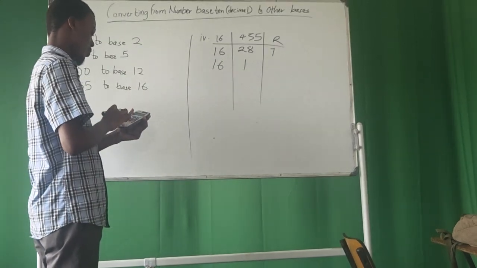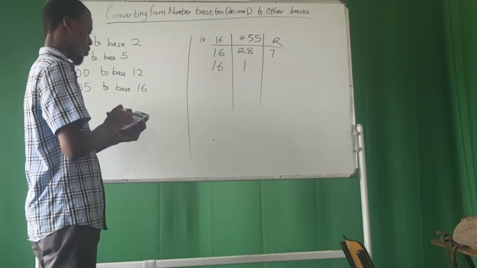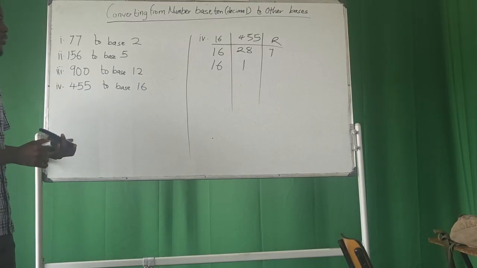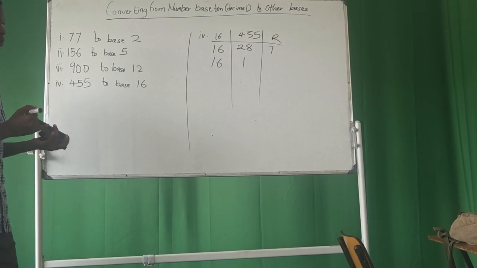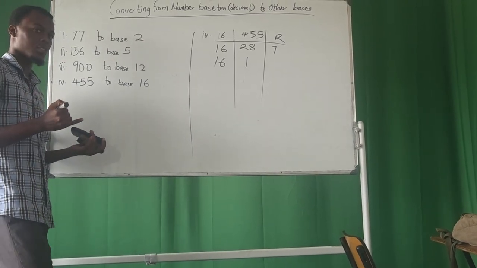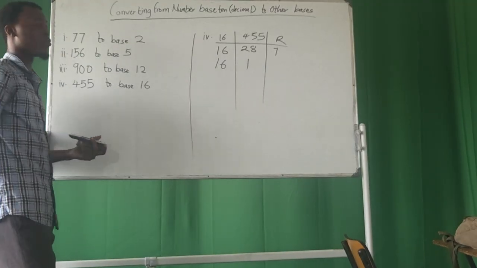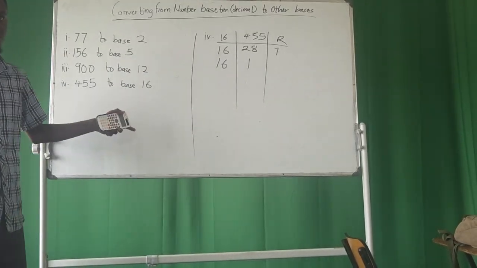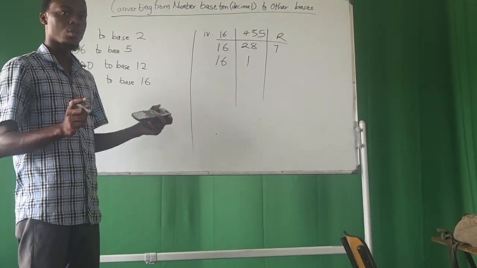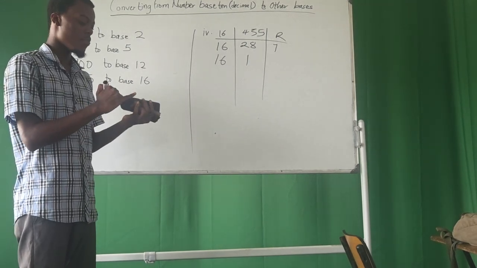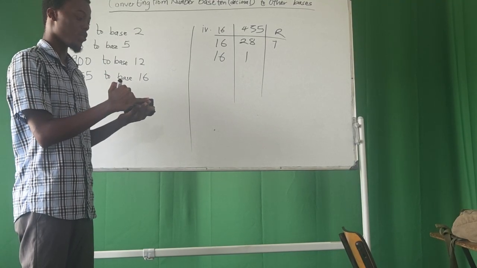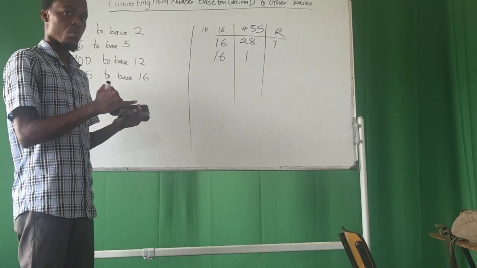So 28 minus 16 is 12. And 12 in base 16 form is what? For the old curriculum, base 10 is T and base 11 is E. But in the new curriculum, you do base 16; in the old curriculum you don't. In the new curriculum, 10 is A, 11 is B, and 12 is C.